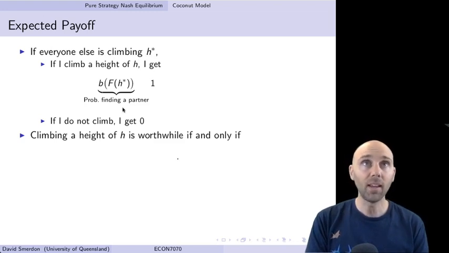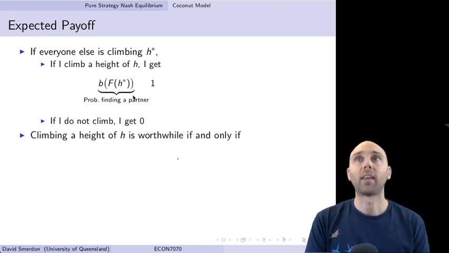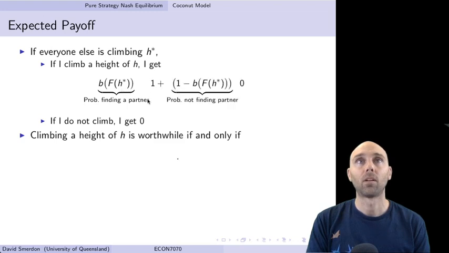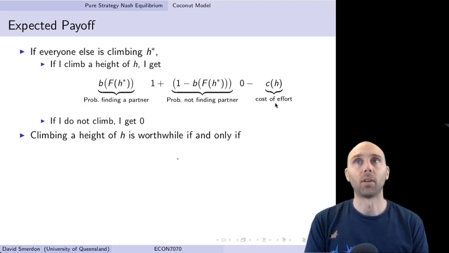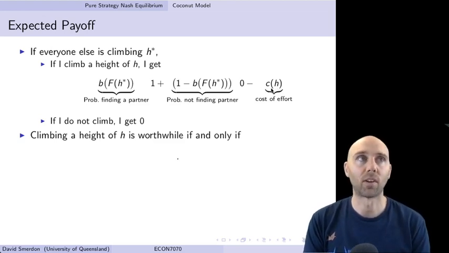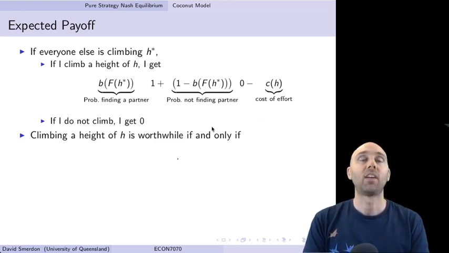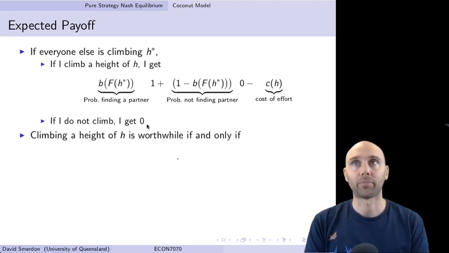Well, if I climb to height h, I get this probability of finding a partner in the afternoon plus the probability that I don't find a partner in the afternoon. And that means I get 0 here. Whereas if I do climb, I get 1, minus the cost of my effort that I put in. And that's, remember, C, which is a weakly convex function in terms of the height that I climb. If I don't climb, I'm going to get a 0.